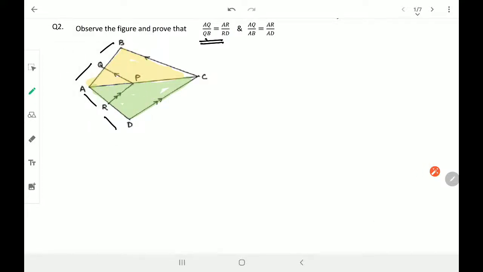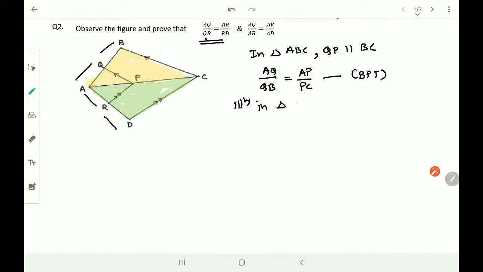So let's use BPT. In triangle ABC, I need to mention the lines parallel, that is QP parallel to BC, compulsory. So I get AQ upon QB is equal to AP upon PC, and the reason is BPT, very clear. Then in the same way, similarly in triangle ADC, we have AR upon RD is equal to AP upon PC, and the reason is BPT. You can easily check this: AR upon RD is equal to AP upon PC, isn't it?